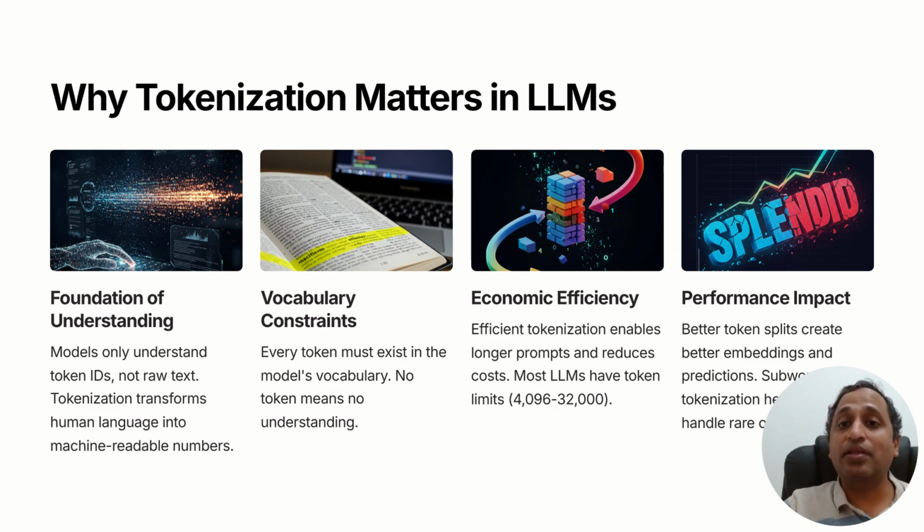Next is vocabulary constraints. A model can only process what exists in its vocabulary. If a word or subword isn't in the vocabulary, it has to be broken down, otherwise the model has no way to understand it. Then there is economic efficiency. Tokenization affects how many tokens your input consumes. Efficient tokenization allows longer prompts and lower cost. That is why most LLM APIs like GPT-4 have a strict token limit.